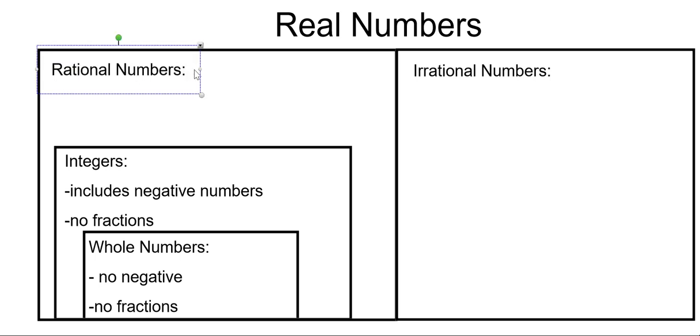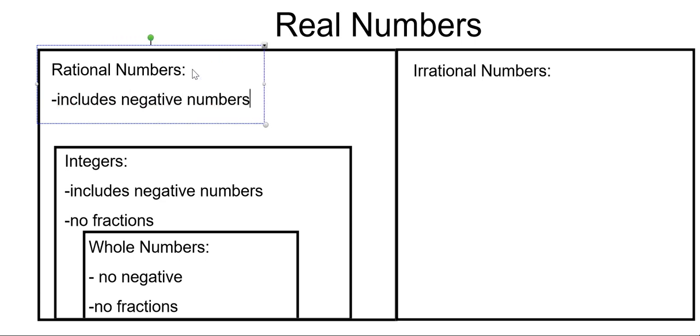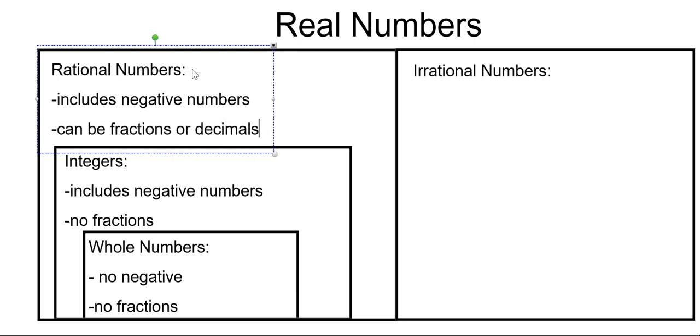And then last on the left side, we have rational numbers. So rational numbers can be negative, just like integers, and then also rational numbers can be fractions or decimals. So that's the difference there. And we can see that all whole numbers are still going to be considered rational numbers, as well as all integers are going to be considered rational numbers as well, okay?